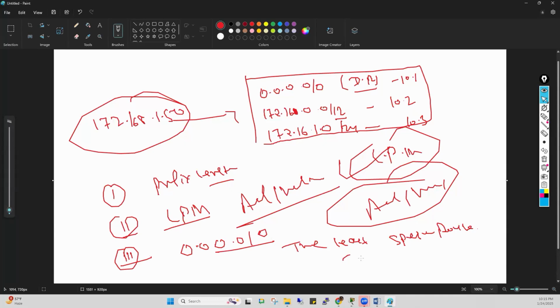Understand? And this is used only when no other route matches. Please remember this one. Whenever any routes will not match in your routing table, lastly, the router will check the default route. Clear? So please remember these things whenever you cover the longest prefix match. Clear? So what are we discussing, guys? We are discussing how a router takes the forwarding decision.